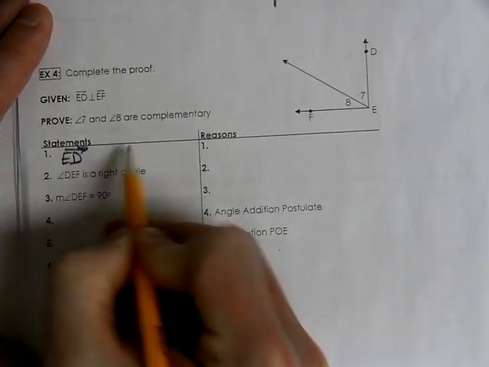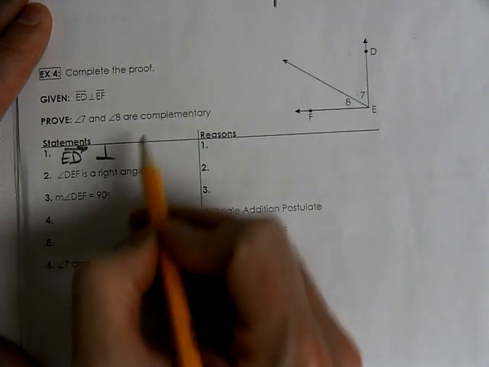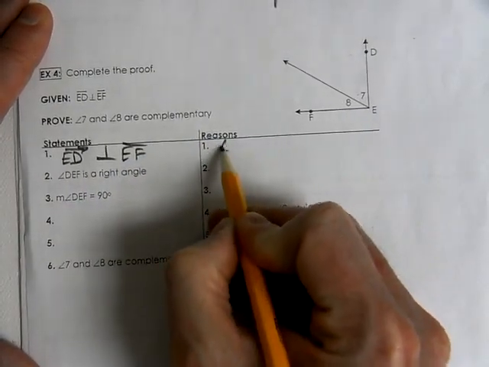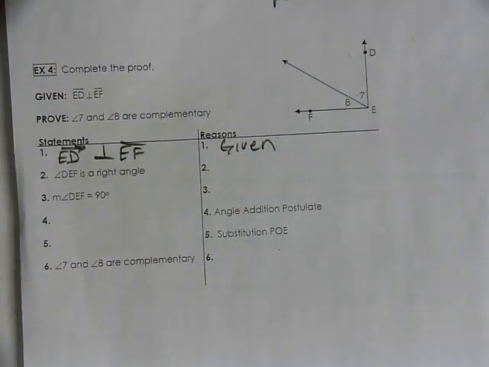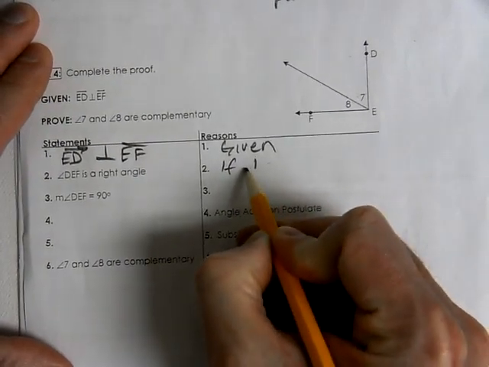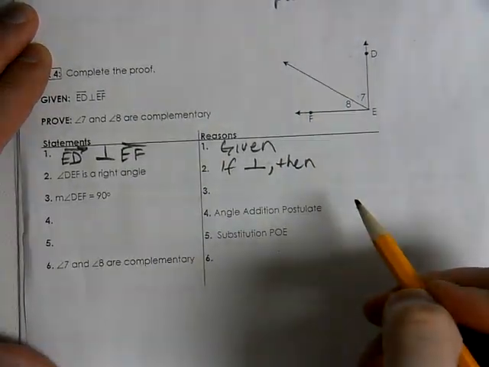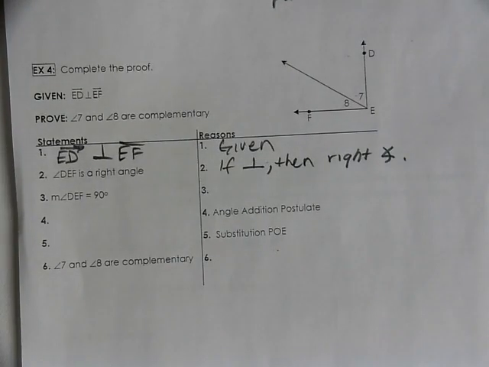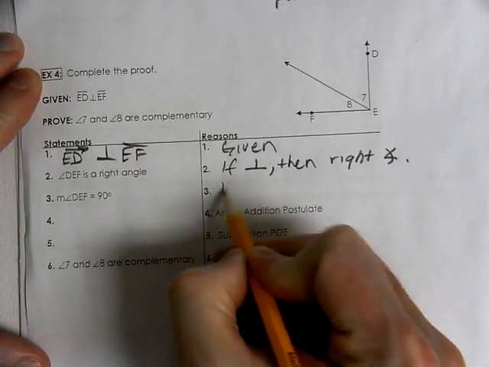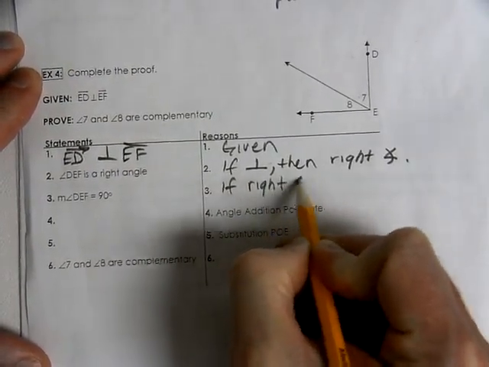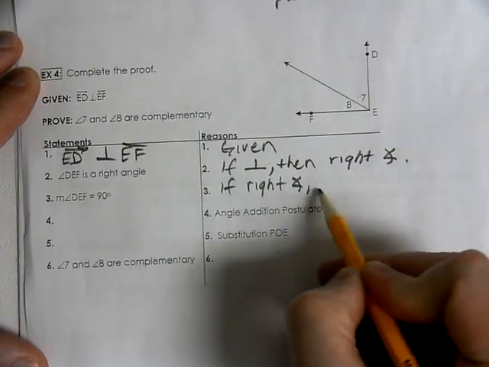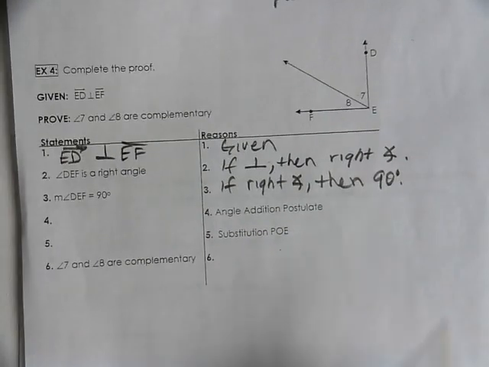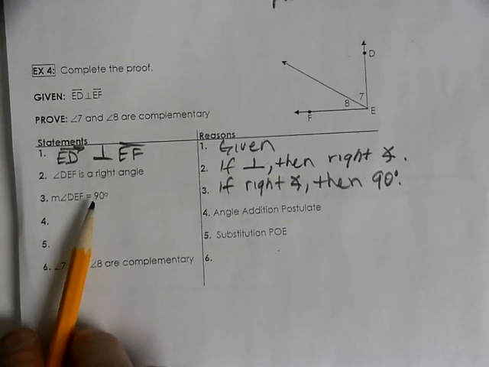So ray ED is perpendicular to ray EF. That was our given information. We know that for sure. If perpendicular, then right angle. We have right angles since we know we have perpendicular lines. If right angle, we know we have a right angle, then 90 degrees, then its measure is 90 degrees. That's what we have here.